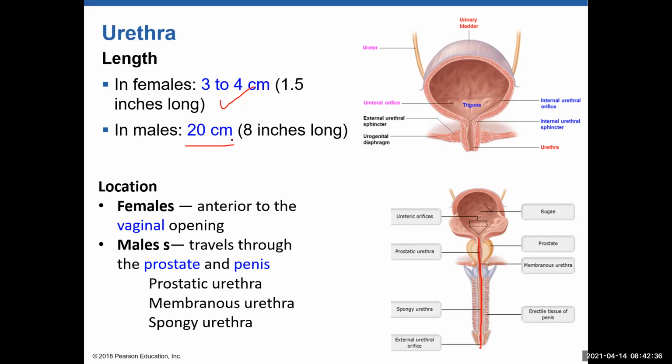And location also. Females have urethra anterior to the vaginal opening, while in males it travels through the prostate. I will tell you what a prostate gland is in a while. It travels through the prostate gland.